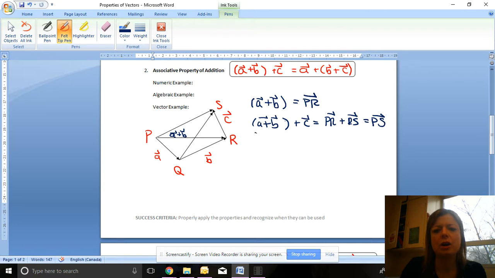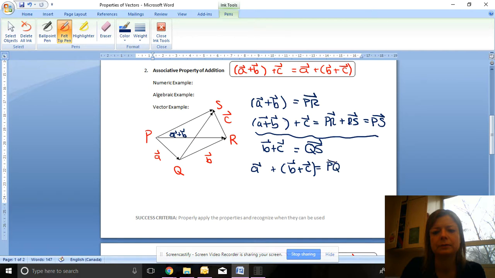Okay, but notice that if we look at what vector B plus C is, if we do B plus C, we get the resultant QS. So if we do vector A plus then vector B plus C, that's like saying PQ plus QS, which also gets us PS. Since these result in the same vector, we can say that the associative property is true.